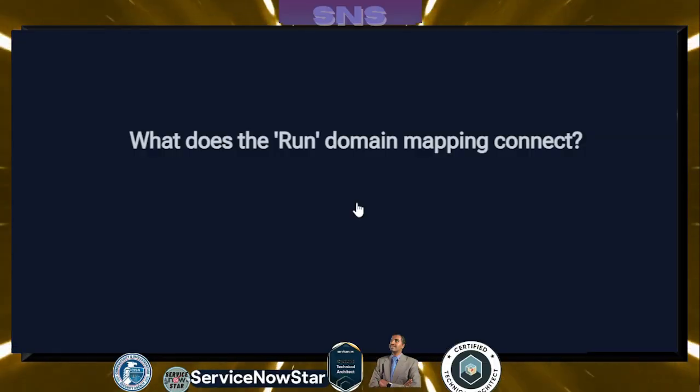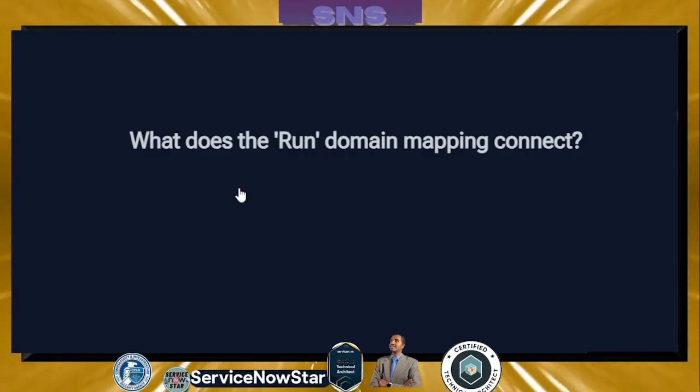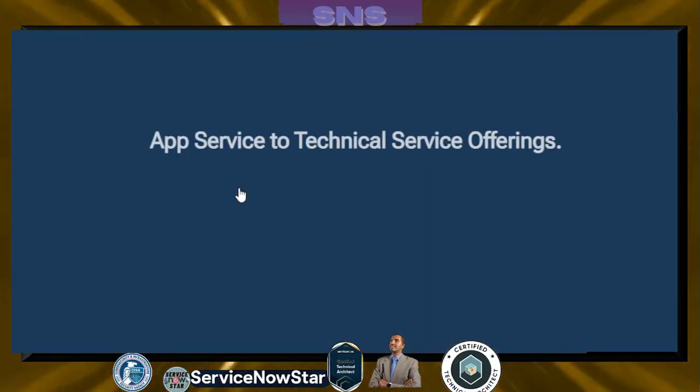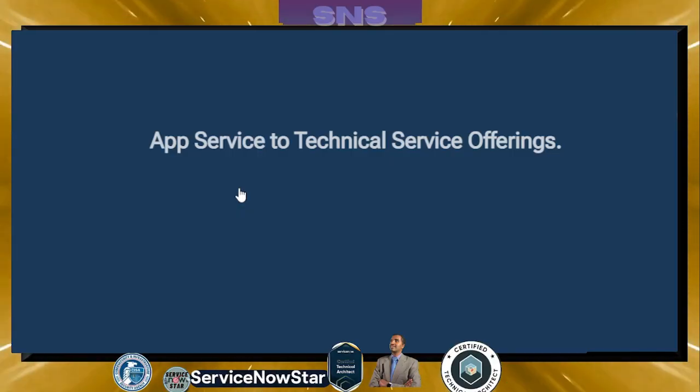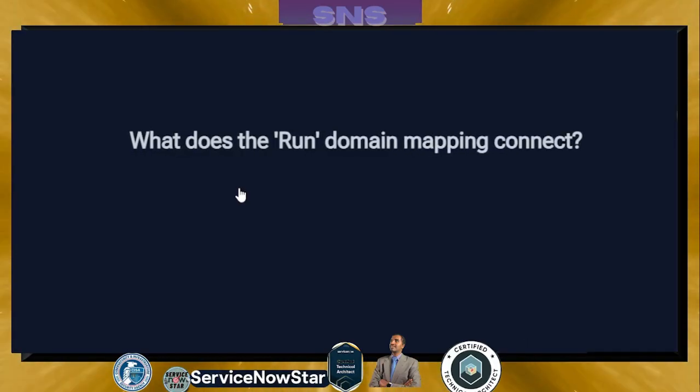All right, what does RAN domain mapping connect? The RAN domain mapping connects an app service to a technical service offering. It helps you connect the application service to a technical service. That's what the RAN domain mapping connects.